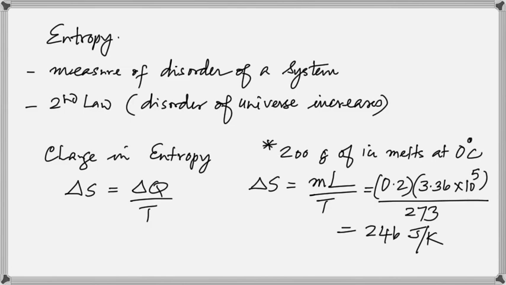What about if water was being frozen into ice? Let's assume that it's the same mass of water that you're freezing into ice at 0 degrees Celsius. The difference would be now you have to remove heat from water in order to freeze it. And therefore the change in entropy in that case would be negative 246 joule per Kelvin for the same mass. Let us work out one more example to find the change in entropy.